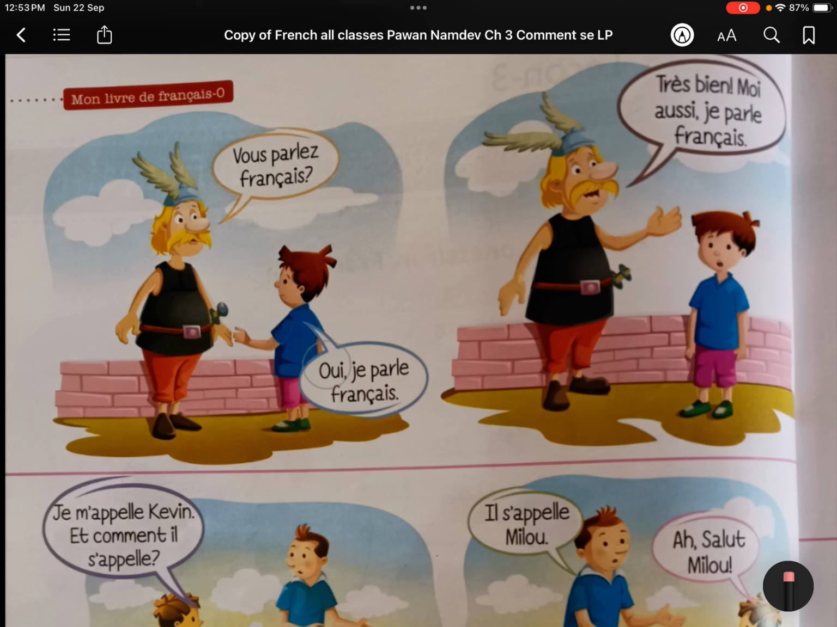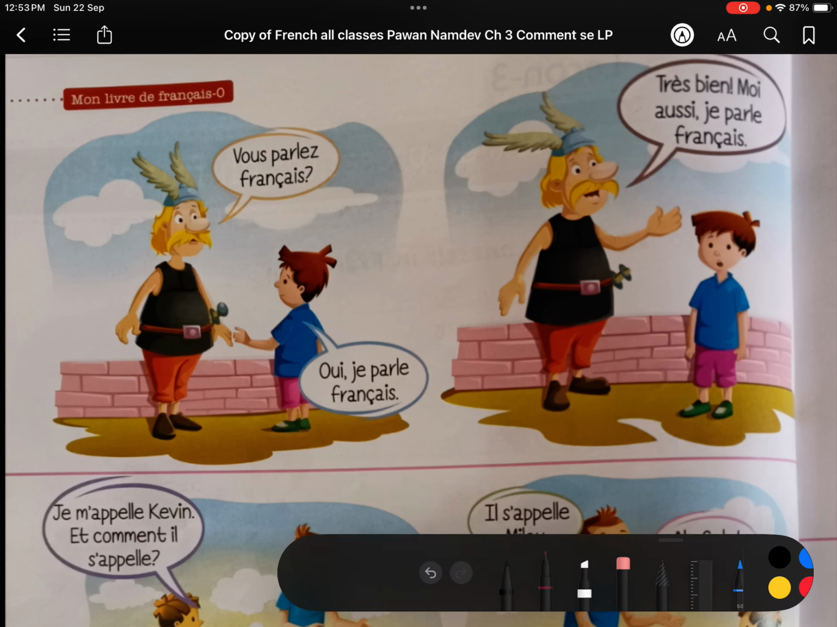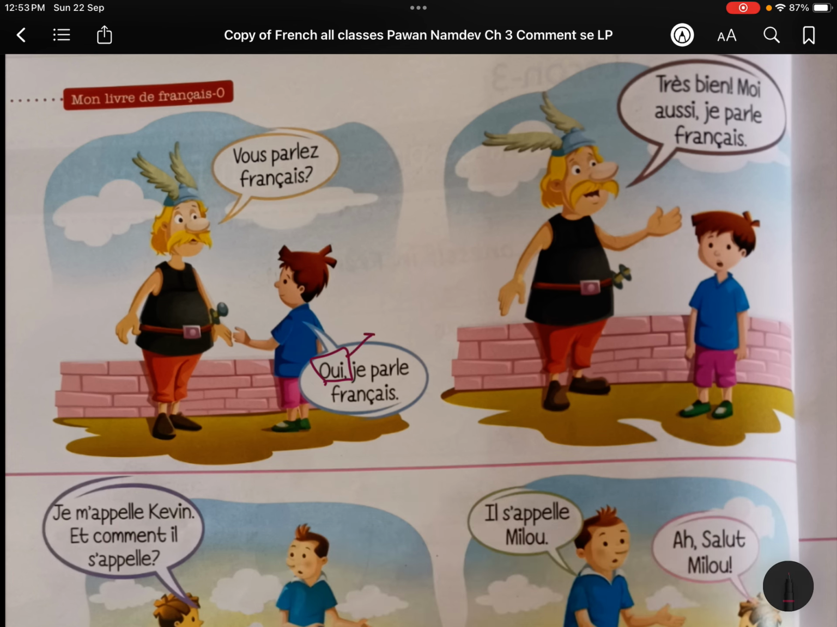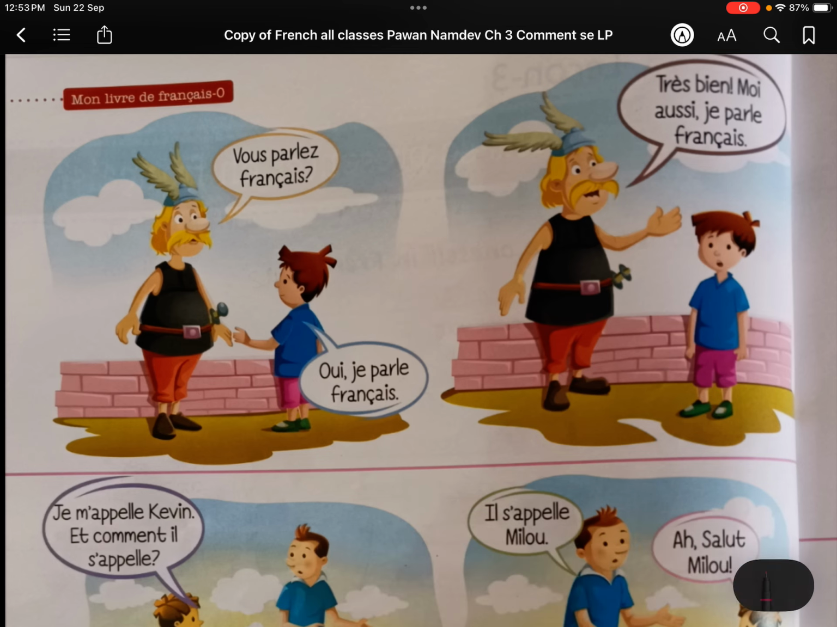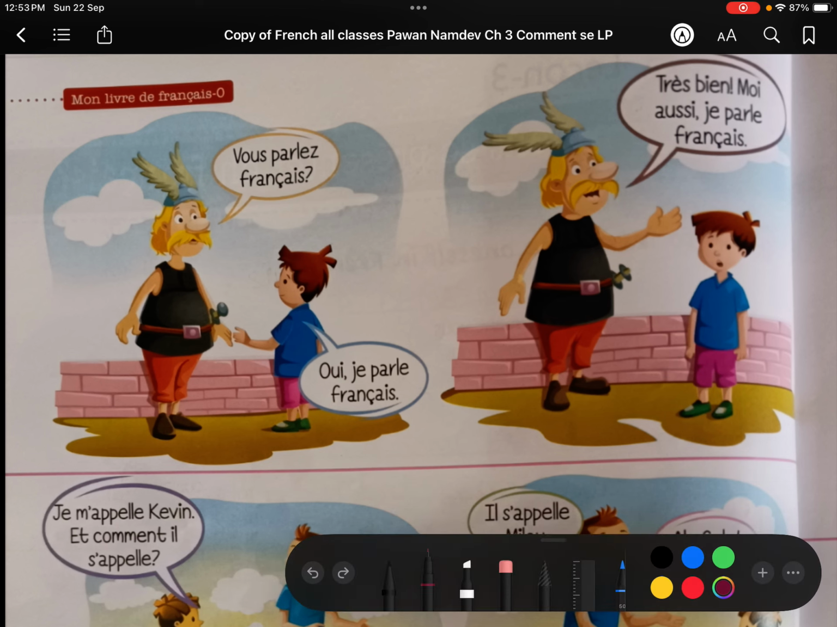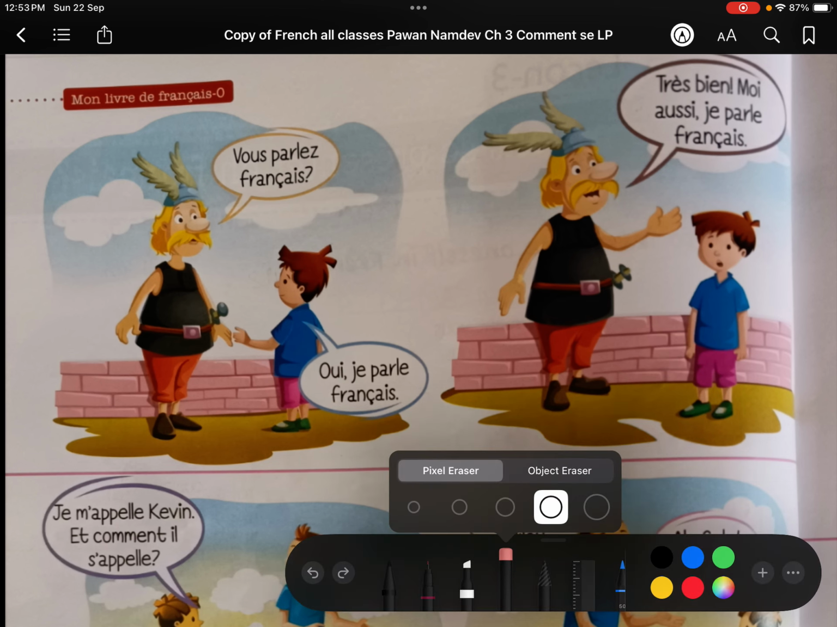Oui means yes. O-U-I, we are having the sound "wee". How do you have to pronounce it? This is the pronunciation, not a word. Don't be confused by just knowing the meaning that it is "we". Not "we", it is "wee". Clear? Oui means yes. Oui, je parle français, I speak French.